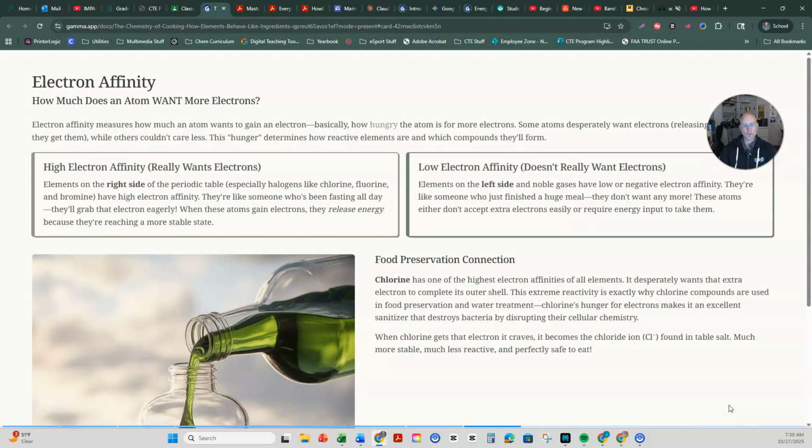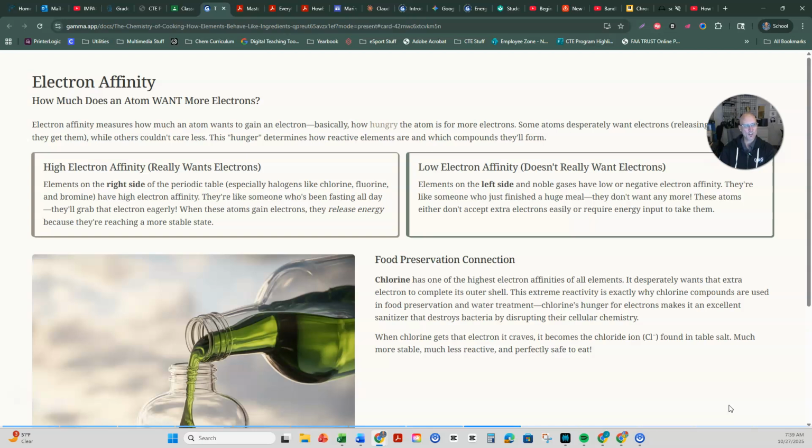Alright, so electron affinity. Electron affinity measures how much an atom wants to gain electrons, basically how hungry the atom is for more electrons. Some atoms desperately want electrons, releasing energy when they get them, while others couldn't care less. This hunger determines how reactive elements are and which compounds they'll form.